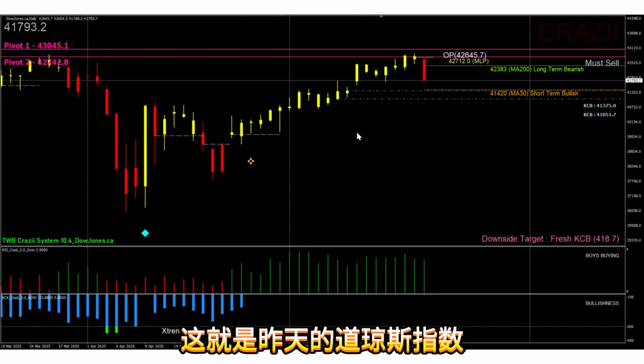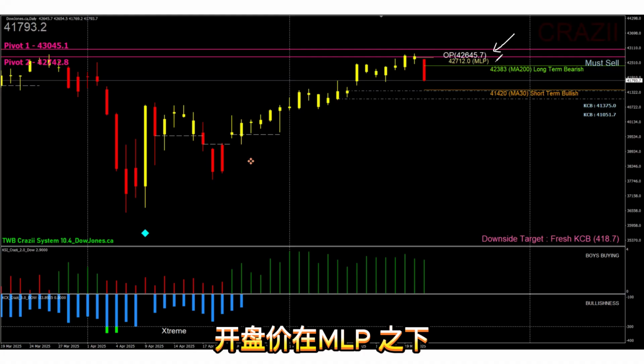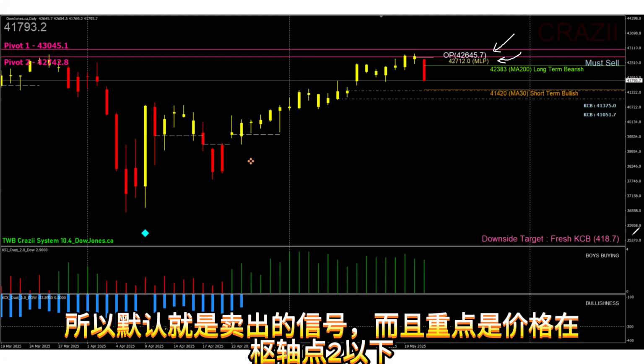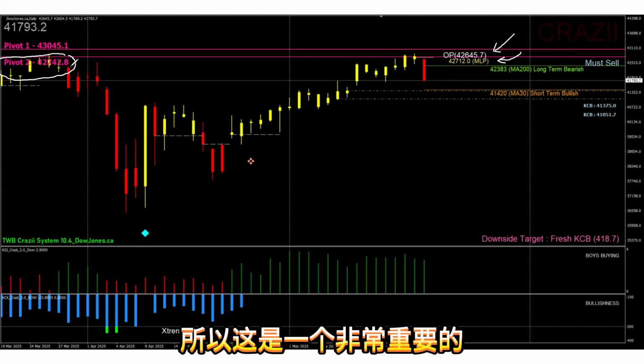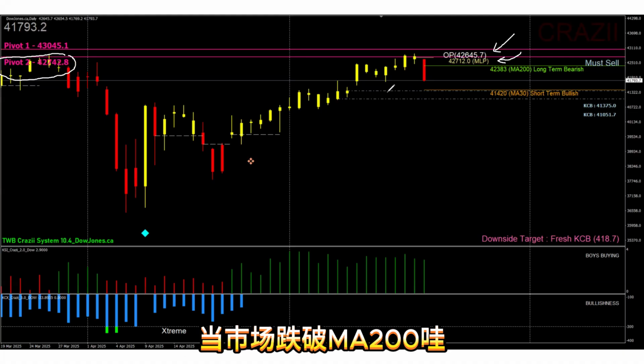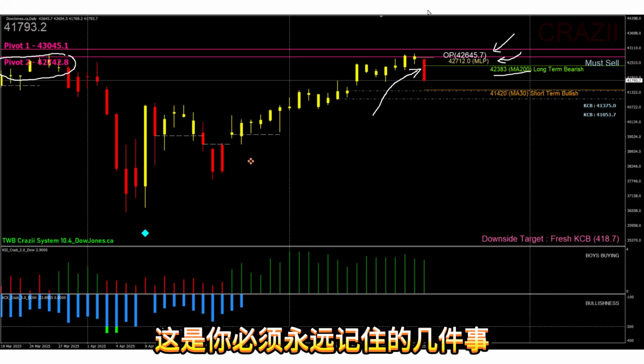Okay, so this is the Dow Jones of yesterday. So two things to take note, and that's very important: the OP is below the MLP, so that by default is a sell, and the main thing is below pivot 2. So it's a very important indication that the market will likely be going down. And when the market breaks below the MA 200, that is where the real selling begins. These are the few things that you must always remember.